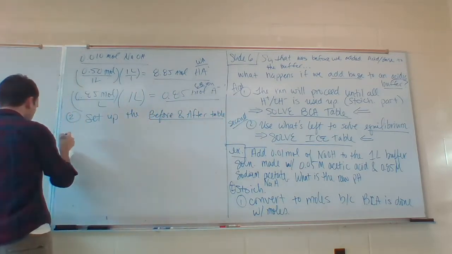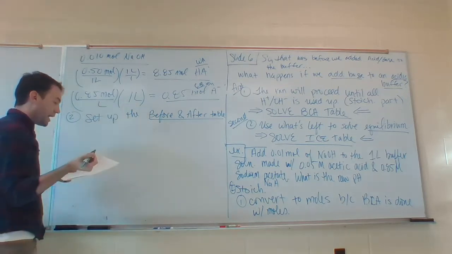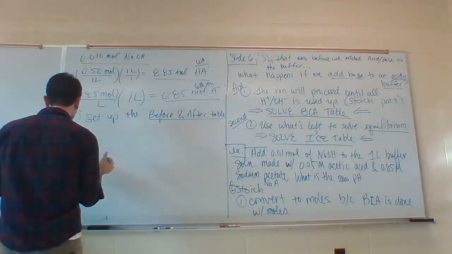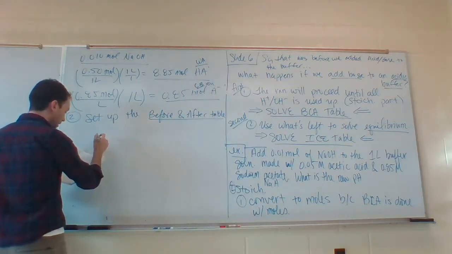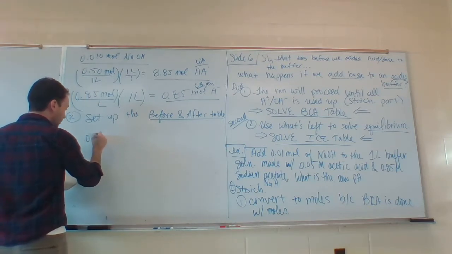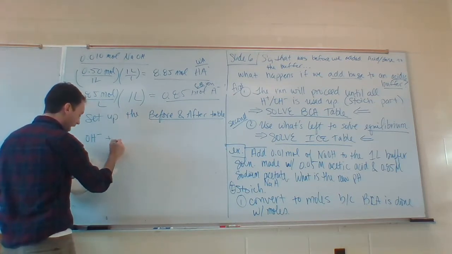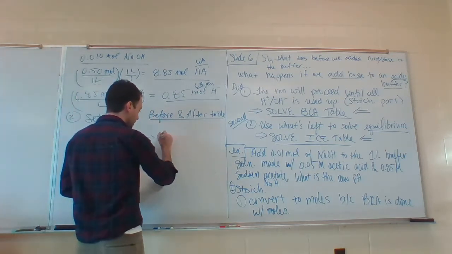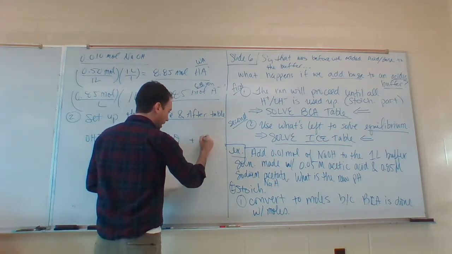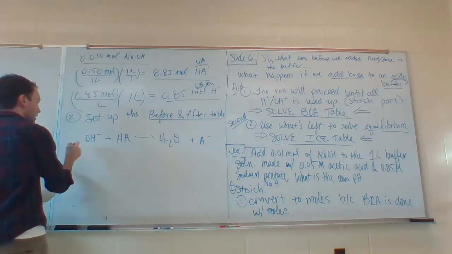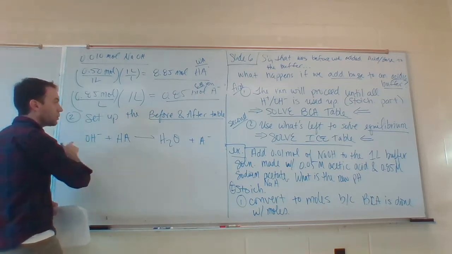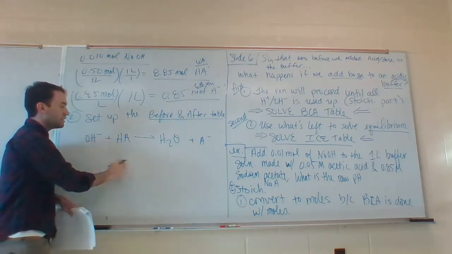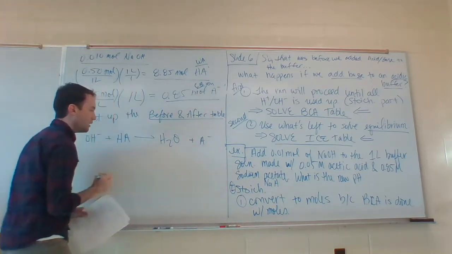So for your before and after table, we're going to write our reaction, and we're adding base to our buffer. So we had OH minus, that's our base. We're adding that to our acetic acid, and it will give us H2O and our acetate ion. Okay? So again, make sure you write down your reaction. And we're going to assume for our before and after table that we're completely reacting the base with our weak acid and giving us our final product.